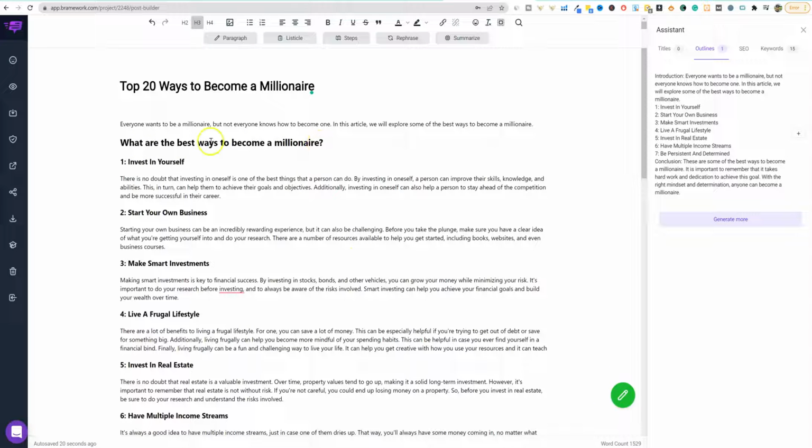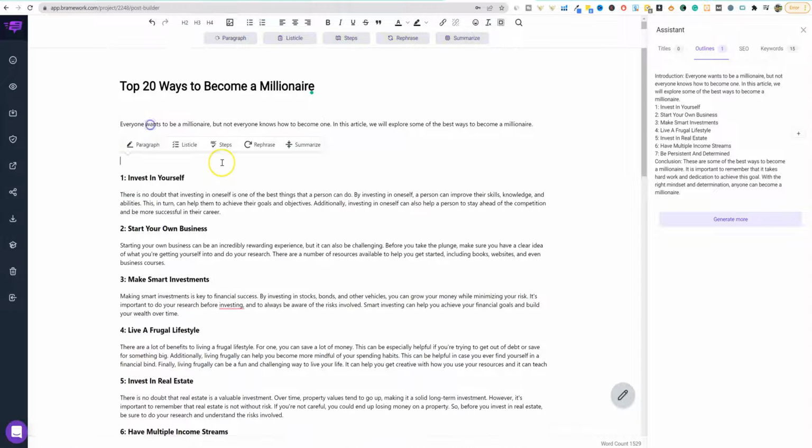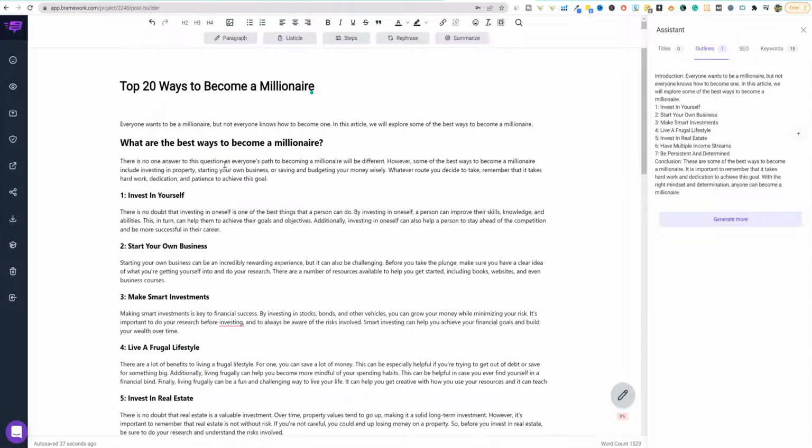Oh, right here. So what are the best ways to become a millionaire? So you could grab that. And I'm just going to say paragraph. Let's see if it goes out and just answers the question. There's no one answer to this question, as everyone's path to becoming a millionaire will be different. However, some of the best ways to become a millionaire include investing in property, starting your own business, or saving and budgeting your money wisely. Whatever route you decide to take, remember that it takes hard work, dedication, and patience to achieve this goal.